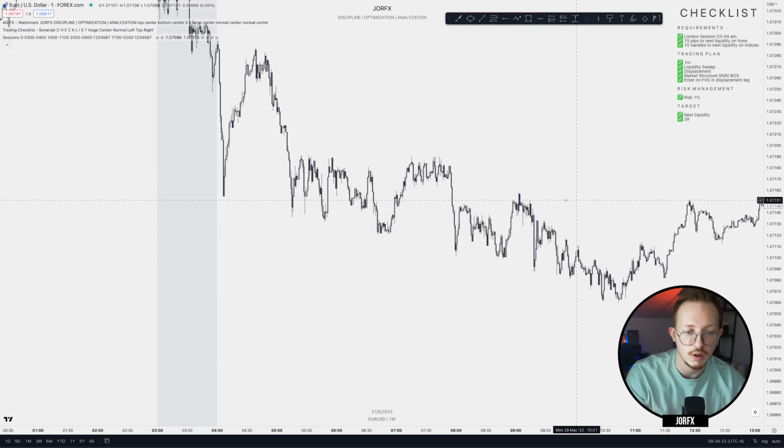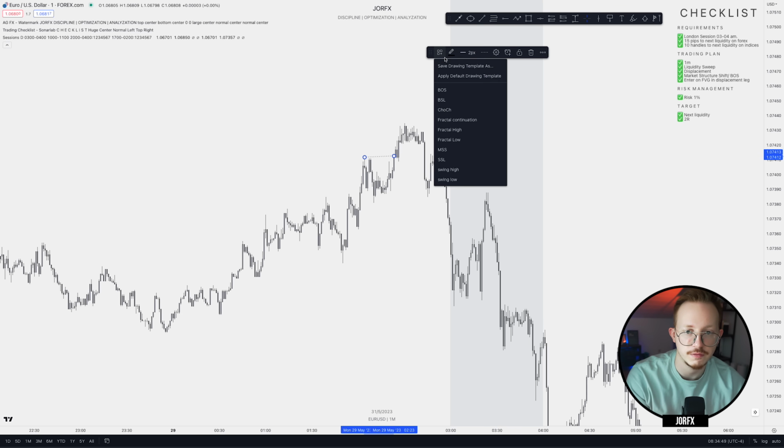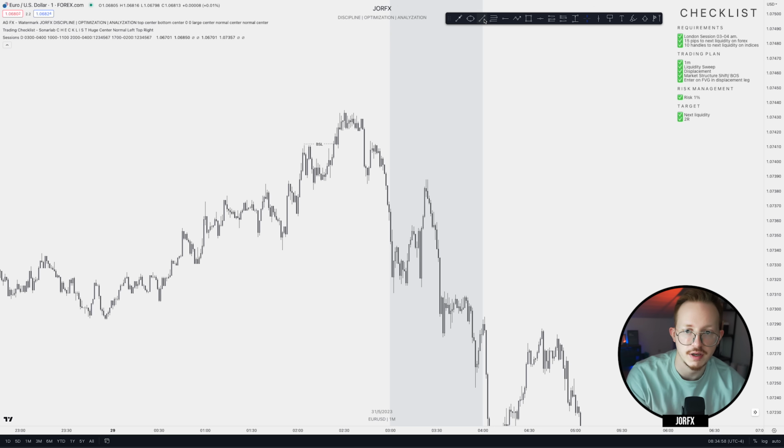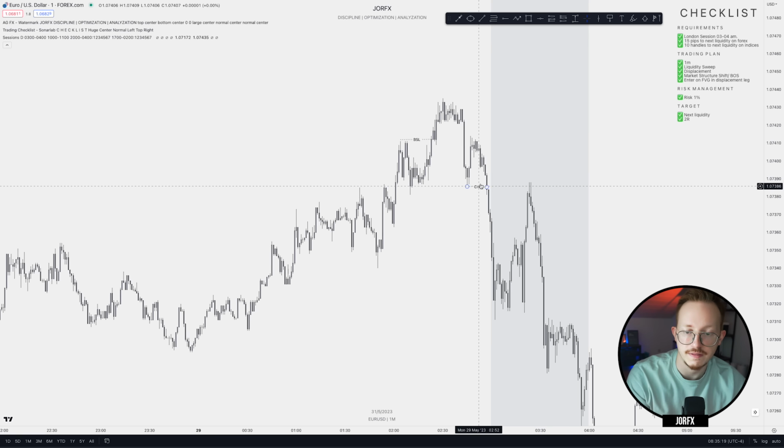Let's go one more day up to here. Okay, so buy side gets taken before London session. Then we have a change of character or a market structure shift right here. And then we are left with really nice imbalances.